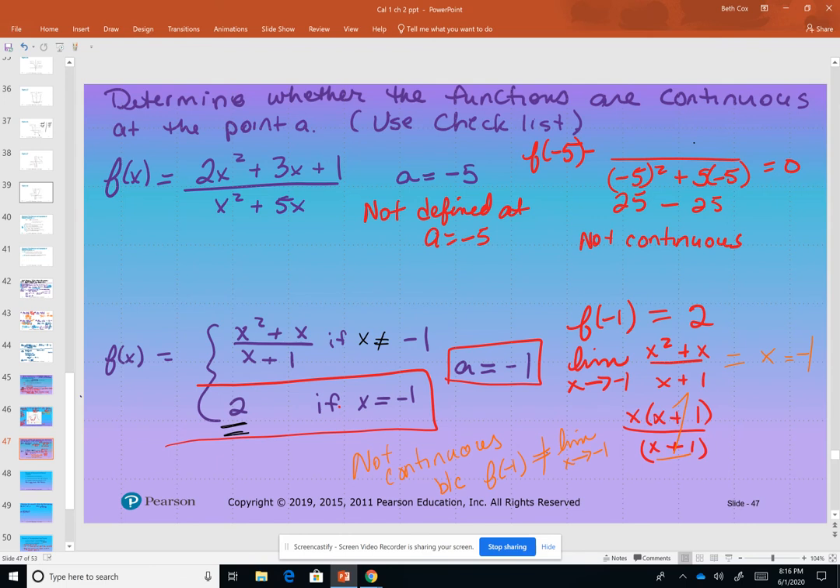Okay, so that's your checklist. Make sure you go through each item of your checklist. Make sure that you are clear on this. Yes, I know you can look at the graph and know this, that, and the other, but we want to make sure we do our checklist.